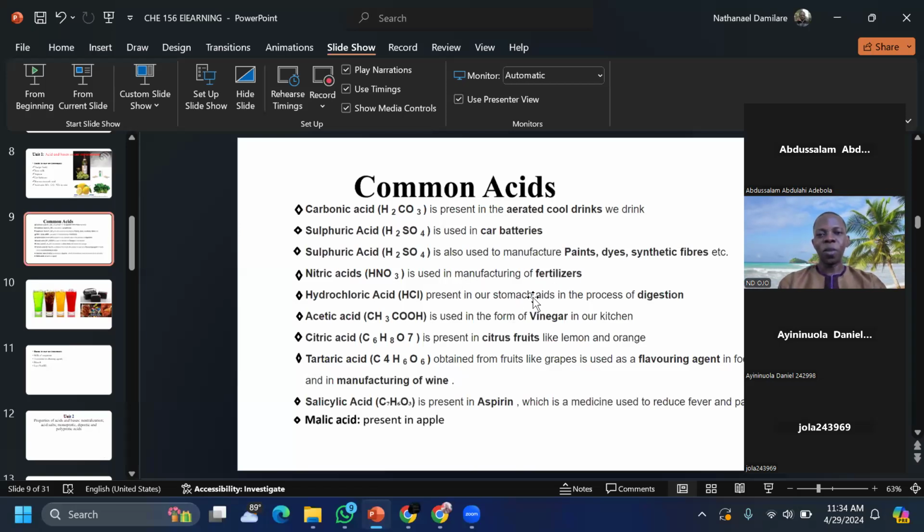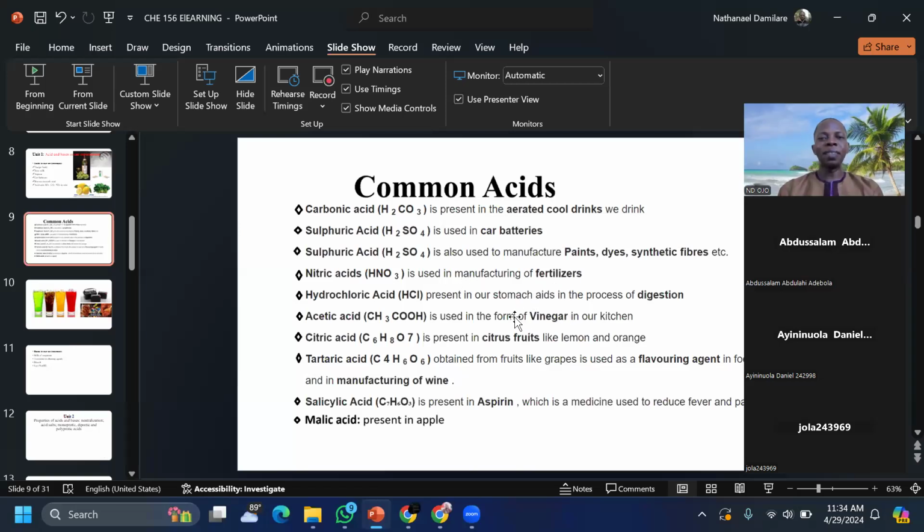Then HCl is present in our stomach. I've already said that, and it helps some enzymes in our stomach to work properly. Those who are in the biological sciences will be able to expatiate further on that. Then acetic acid, some people use it in the kitchen in form of vinegar, and there are some things they use it to do, especially in cooking. Those who are into catering services, they are familiar with that. The citric acid in fruits, salicylic acid, even the malic acid that is present in apple.